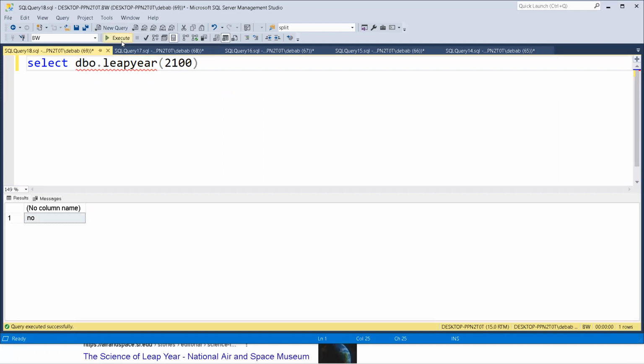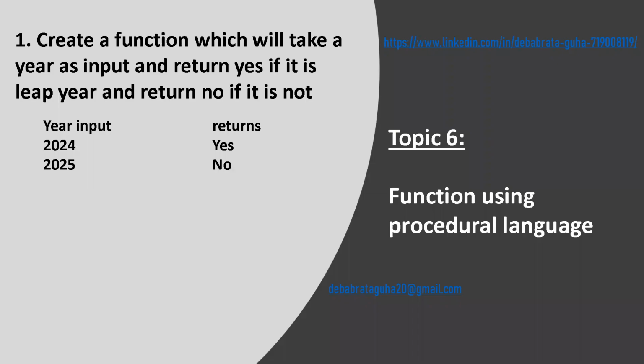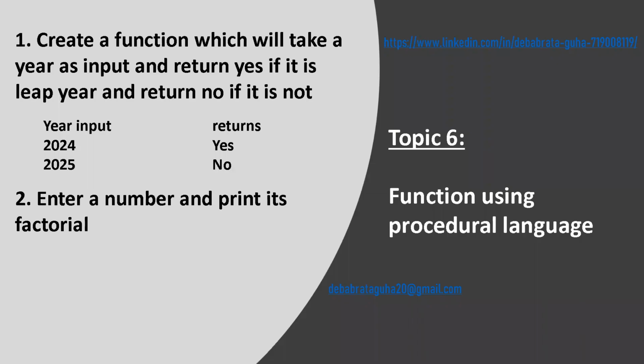So if I give 2100, it is not. If I put 2400 here, it will be a leap year, yes. And if I put a normal year like 2028, yes, it is a leap year as well. So this is all about the logic of the leap year. So you can play with that.